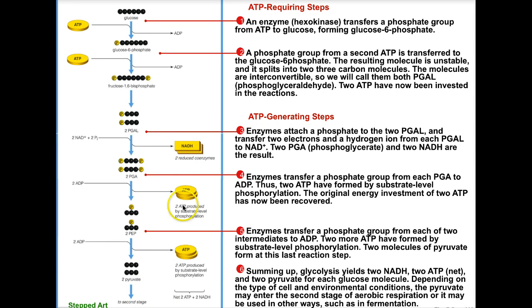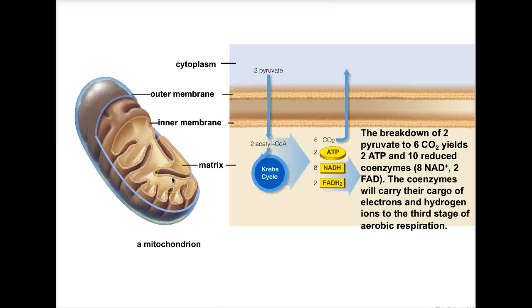The total of 4 ATP that we have produced can be used for cellular work. But notice it cost us 2 to begin with, so it's like we've only gained 2, or net 2 ATP. The NADH, which are electron carriers now, go into the electron transport system. Recall, glycolysis is occurring in the cytoplasm of the cell.